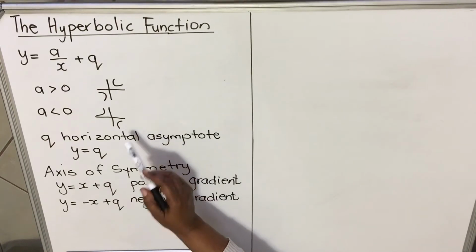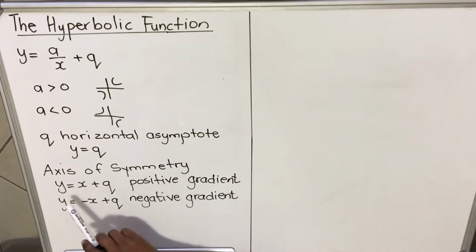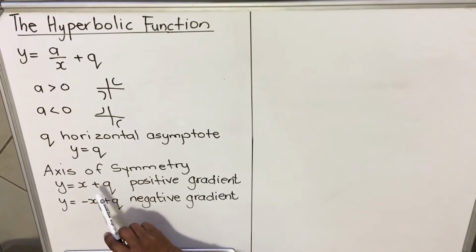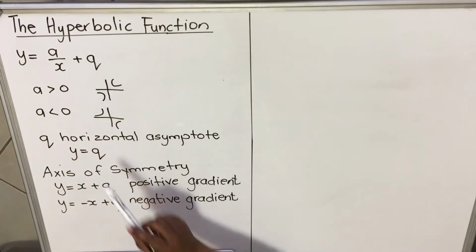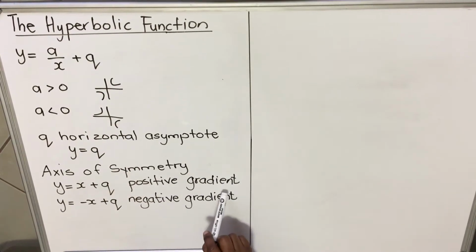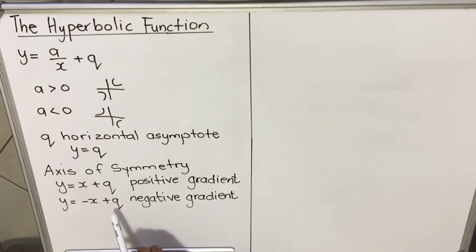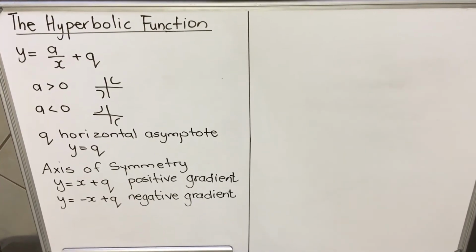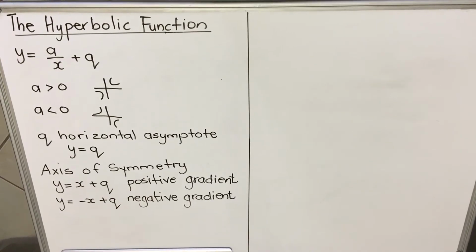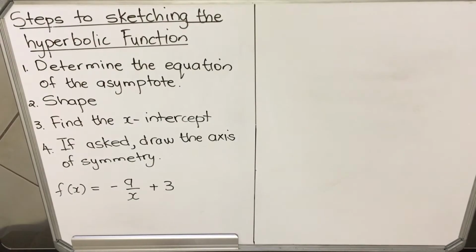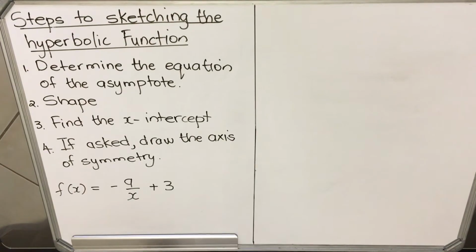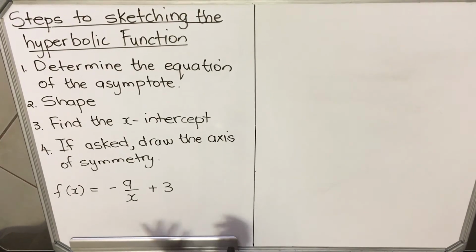This graph has two axes of symmetry. The first one is y equals x plus q. You just write x and q. That will be for the positive gradient. And the negative gradient is y equals minus x plus q. I'm going to show you the steps of how we draw the graph. Let's do that. Okay, we're going to look at an example and follow the steps of sketching the graph.